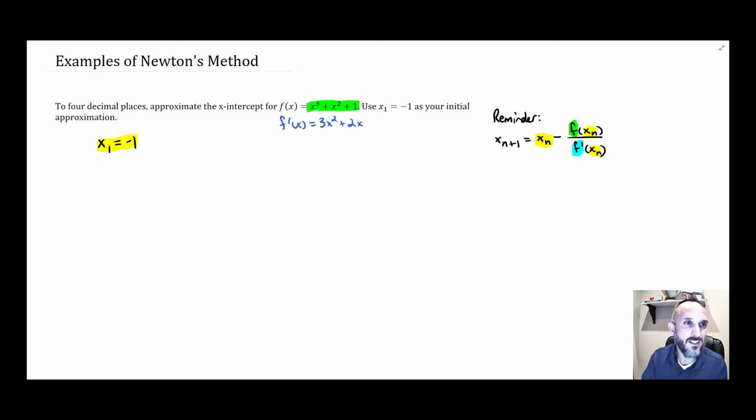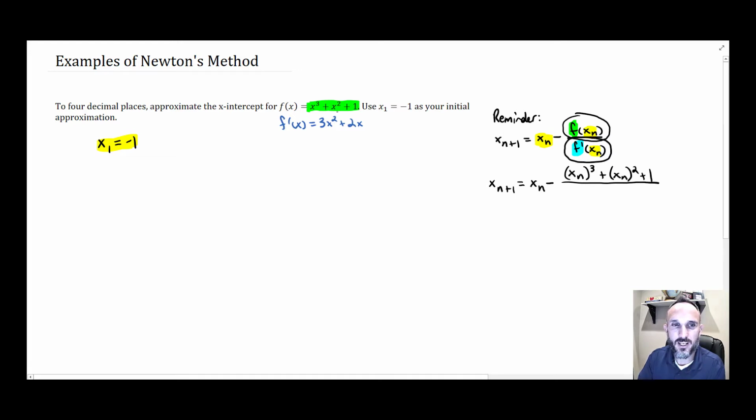So what we're using in this problem is the formula x sub n plus 1 equals x sub n minus the fraction. On the top, I need to plug x sub n into my f formula. So my numerator is going to be x sub n cubed plus x sub n squared plus 1. My denominator, I need to plug x sub n into my derivative formula. So here it's going to be 3 times x sub n squared plus 2 times x sub n.